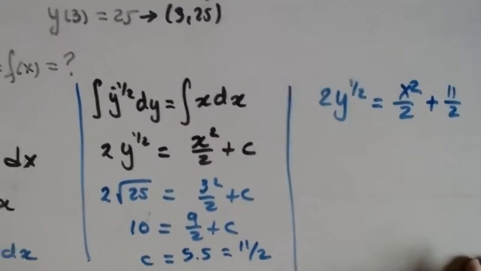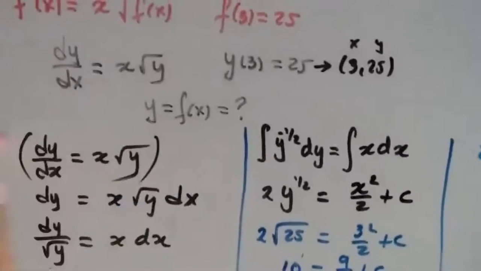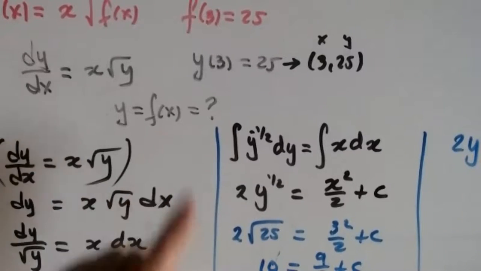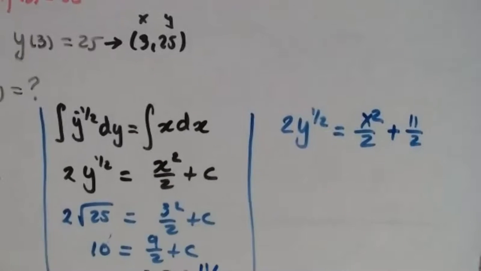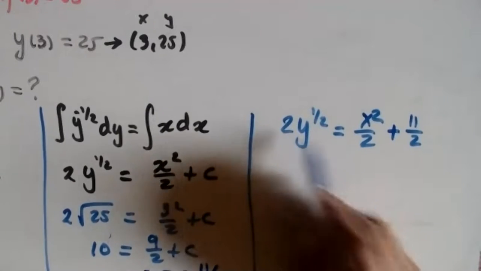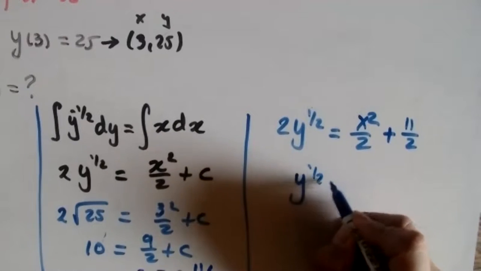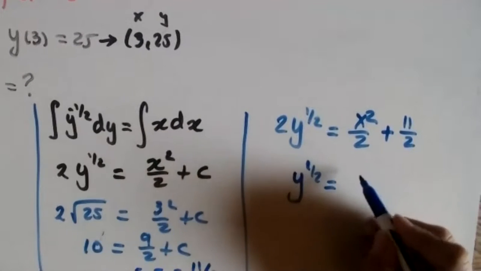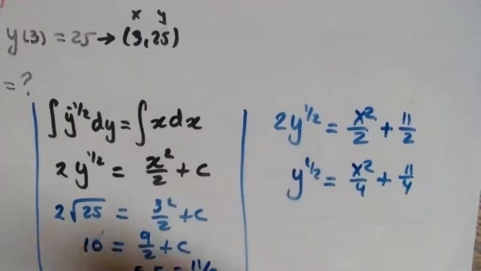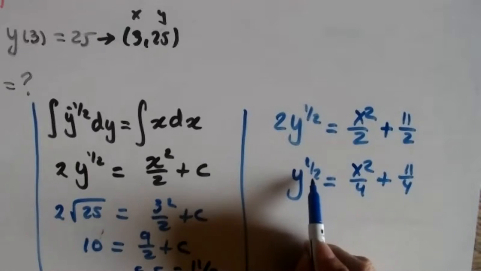Are you done? No. Why? Because you need y equals f of x. You have to solve for y. What do I do with this 2? I divide by 2, so I have y to the 1/2 is x squared over 4 plus 11 over 4, right? And next, what? Take the square root? No, I cancel the square root.